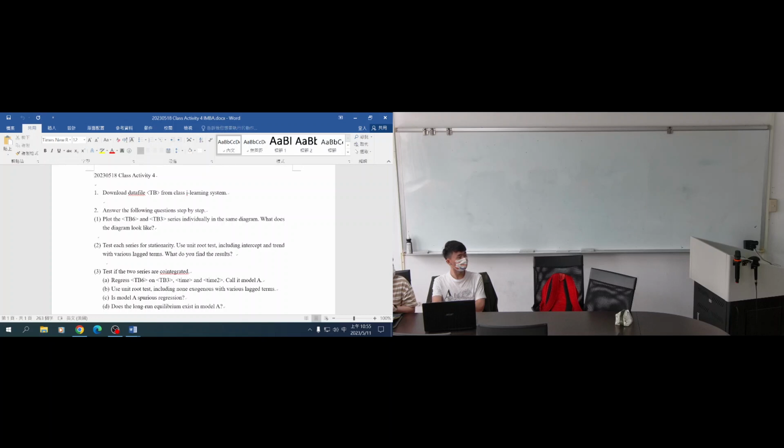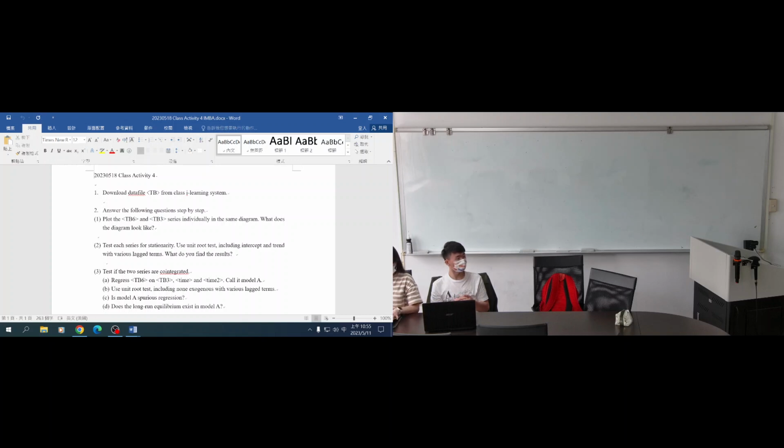So first, this is a variable about the TB. Do you know what TB is? Treasury bill. Usually a treasury bill is a government bond. So this is data from United States federal government bonds called treasury bills. Okay, then TB6 and TB3 mean 3 months or 6 months.